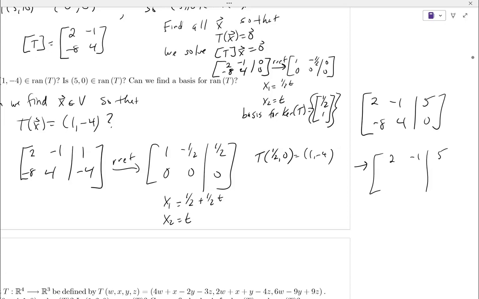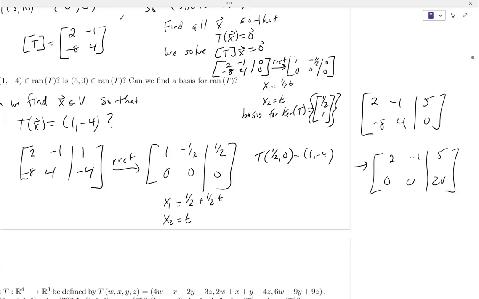Well, notice again, we noticed that this second row here is -4 times that first row if I ignore the constant terms. So if I take 4 times the first row and add it to the second row, you'll get 0, 0, and 20 here, right? What does that tell you about the system? It's inconsistent, right? There isn't a solution. So what would you say about that vector? Is the vector 5, 0 in the range? No. Okay.